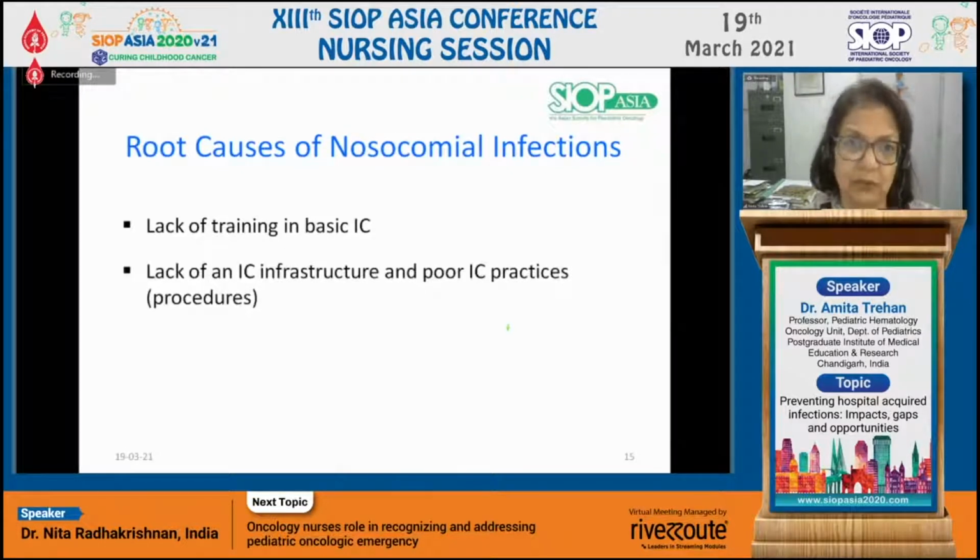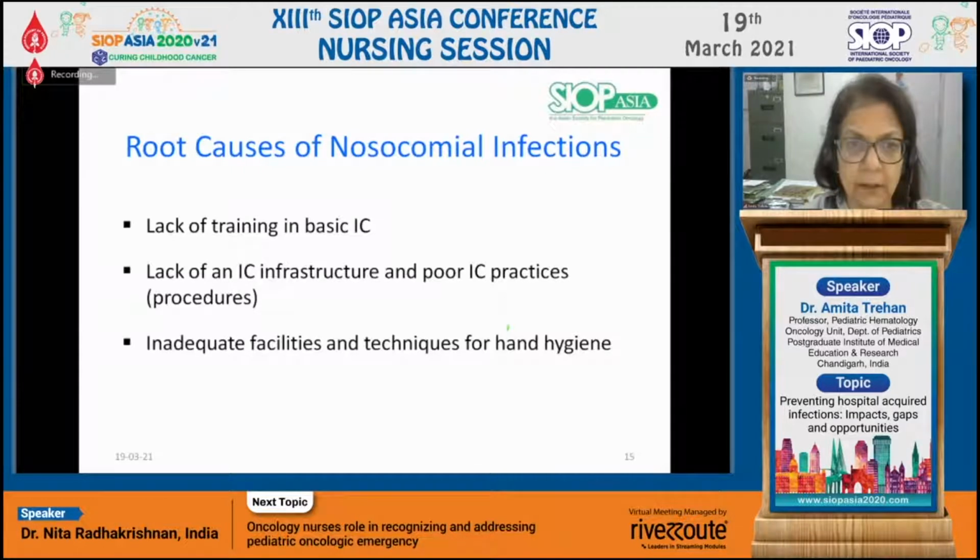Lack of infrastructure and poor infection control practices. We will all agree that very often, sometimes there is lack of facility. We say there's lack of gloves, there's lack of this. So there's not enough rooms available to do procedures. So it is very often not done in a super sterile manner. There are inadequate facilities and techniques of hand hygiene.